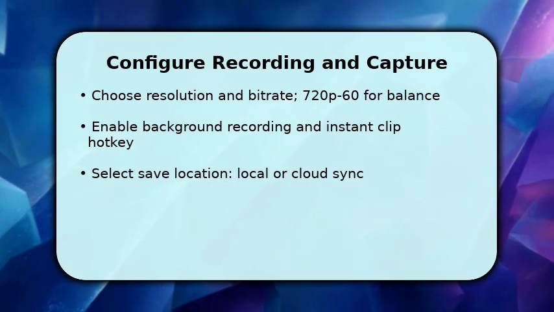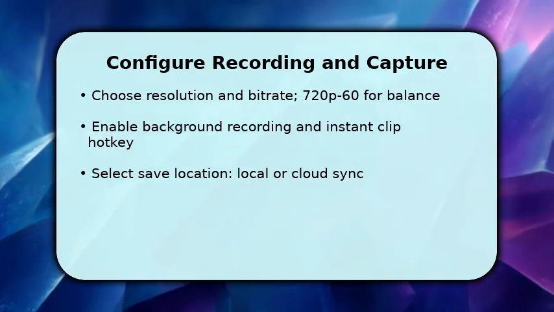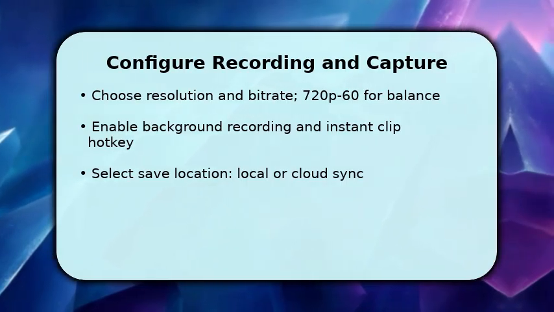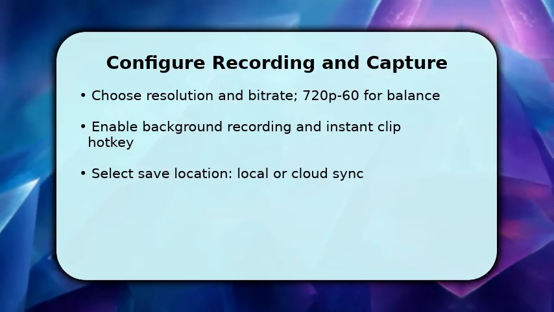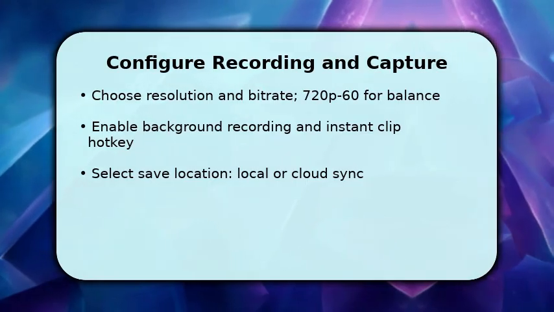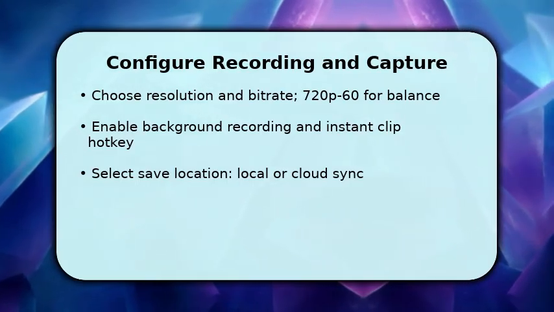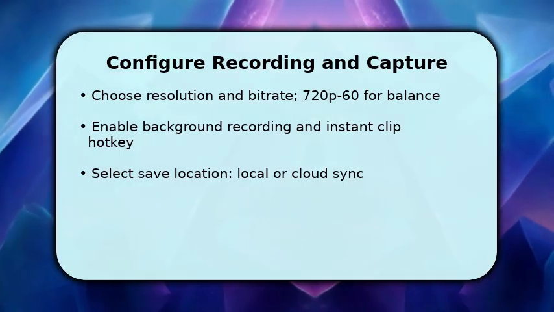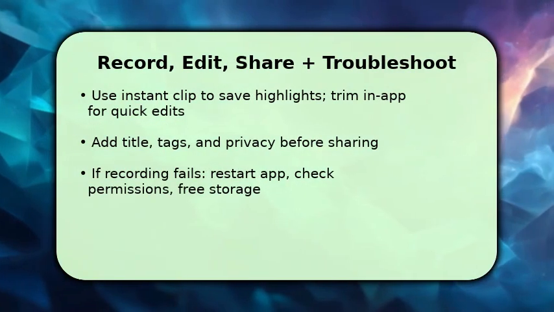Now configure how you capture. Open Medal's recording settings and pick resolution plus bitrate. 720p at 60 frames gives smooth clips with manageable file sizes. Increase only if you have space. Enable background recording and the instant clip hotkey so you never miss moments. Pick whether clips save locally or upload to Medal's cloud. Local saves are faster, cloud syncs across devices. Once these options are set, test a 30-second capture to confirm audio levels and frame stability before playing for real. You're ready to record, edit, and share.